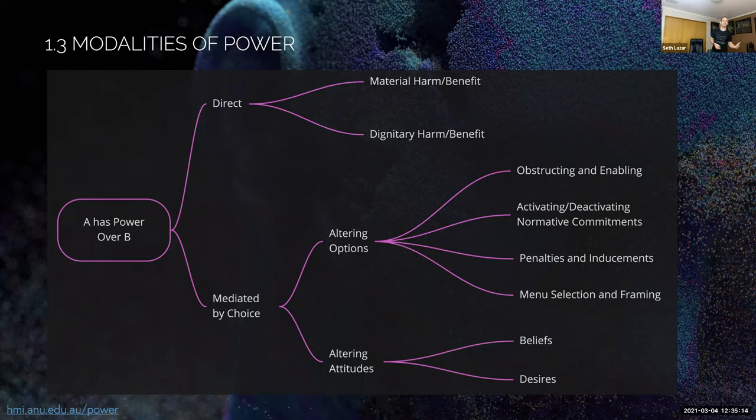And the same with desires. You can have pernicious forms of altering people's desires where you're basically shaping people around certain kinds of preferences that serve you in the long run. So this whole notion that social media changes the way in which the reward centers in our brains work and leads to us chasing those likes, which then leads to more engagement, which leads to more advertising revenue. That's an instance of shaping people's desires.